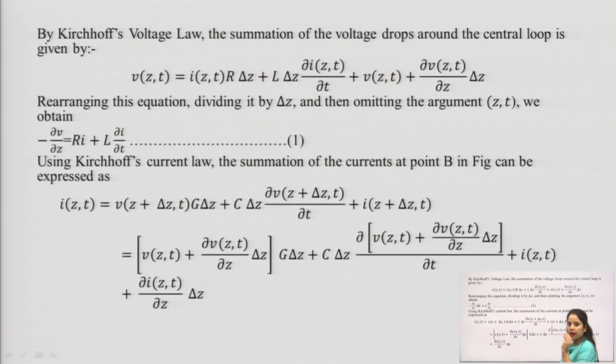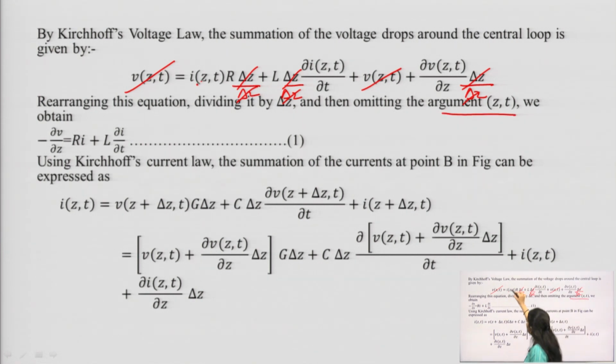The first thing: apply Kirchhoff's law in the central loop. The equation which we are getting has the same value, delete it. Then divide the complete equation by del Z, and del Z cancels. Then omit the argument Z del Z. That means you have to cancel it out.